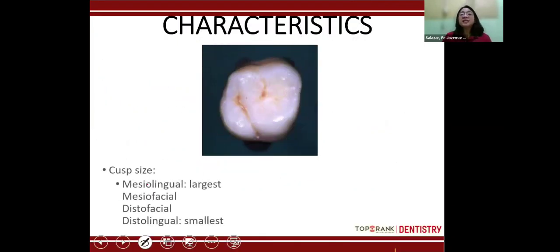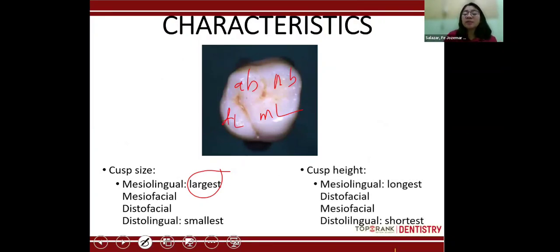Now when it comes to cusp size, the largest is the mesolingual cusp, followed by the mesobuccal, then the distobuccal, and the smallest is always the distolingual cusp. When it comes to cusp height, the mesolingual is still the longest. Distofacial is your second longest, mesofacial is the third longest, and the shortest is distolingual. So the distolingual cusp is the shortest and the smallest as well.